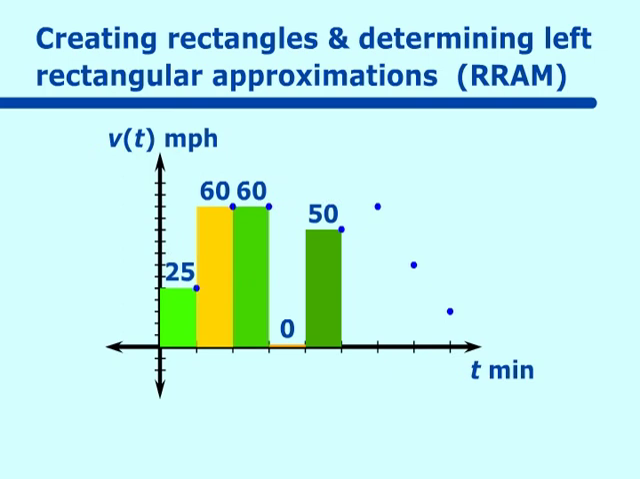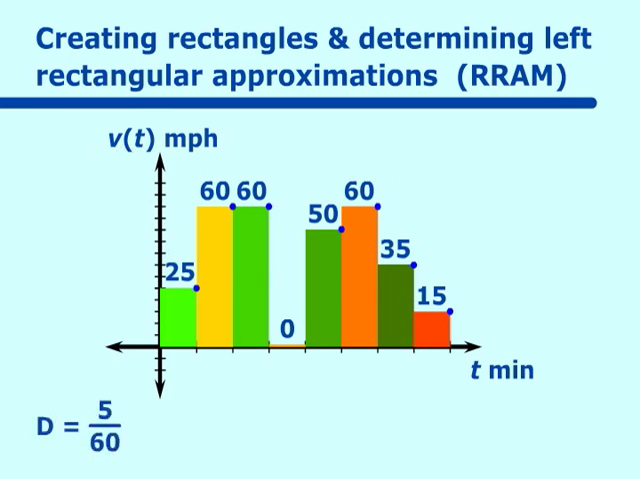Of course, most of the numbers are being used except for the two end ones. They change depending whether you're using right or left rectangle approximation method. So this one is 35, and the last one is 15. So on this one, we're doing RRAM. If again, I try to find the distance, I do the 5 over 60. And instead of starting with 0, I start with 25. And then add the two 60s in, add the 0, the 50, 60, 35, and the last one has to be put in, which is 15.